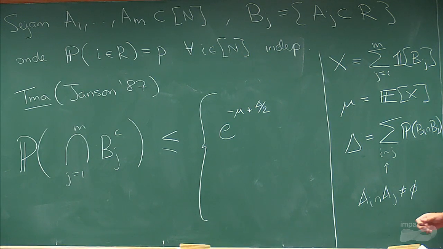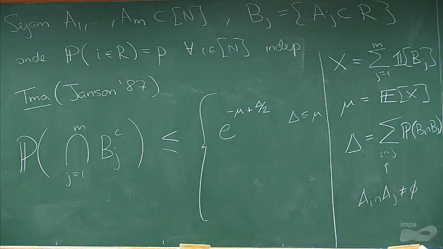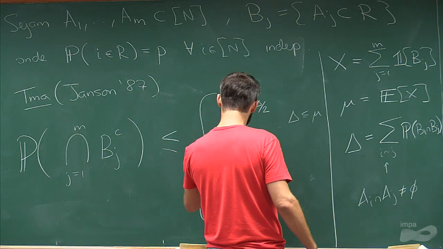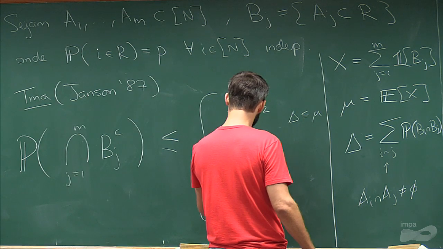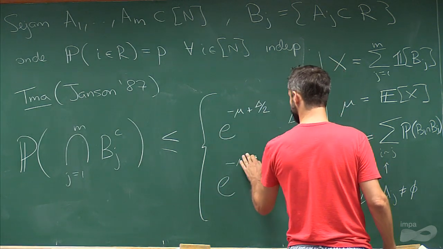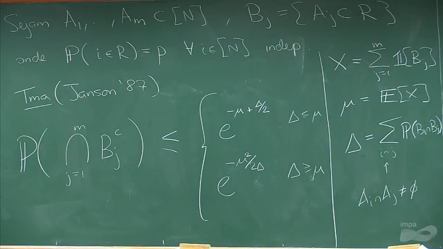Okay. This is going to be useful if delta is at most mu. If delta is bigger than 2 mu, then this tells you nothing. So if delta is bigger than mu, which it might be, we're going to prove a different bound. We're going to prove e to the minus mu squared over 2 delta. This is going to be only if delta is at least mu. Okay.